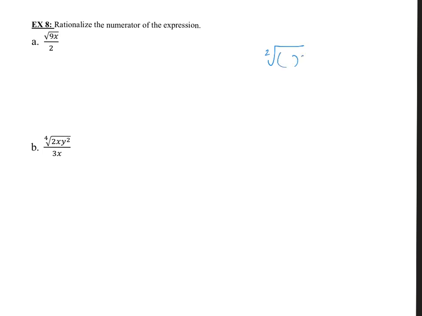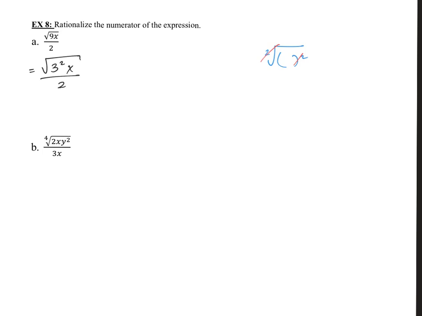Once I do that, then I can cancel the radical with that value. Well, at the moment, we have the square root of 9. What do we know about 9? 9 is 3 squared, excuse me. So we already have that one squared. The only one that doesn't have a square is the x. So how do I remedy that?